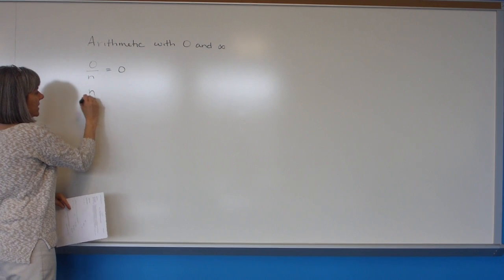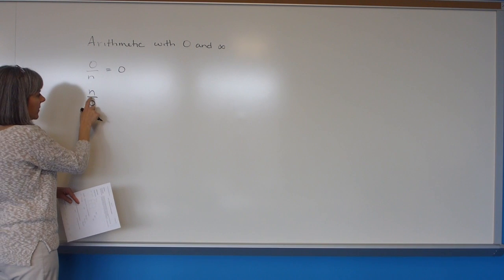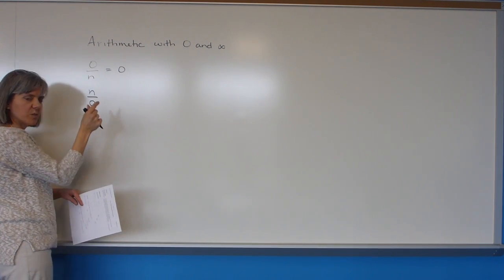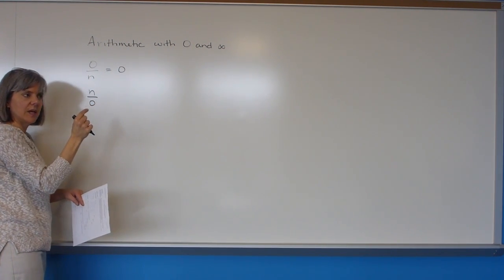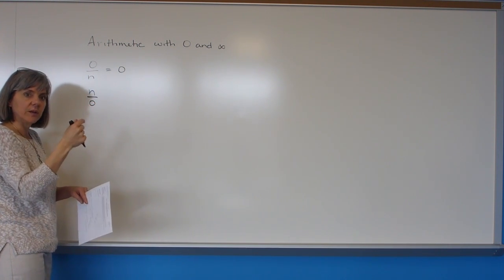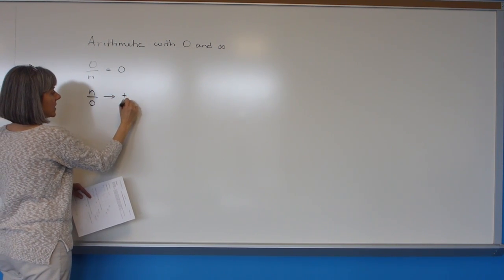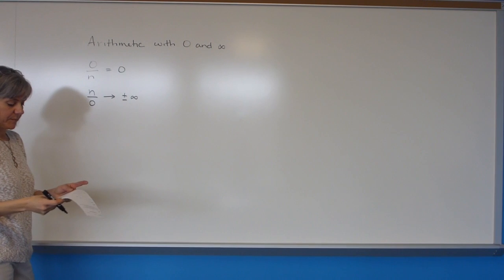If we take n and divide by 0, well, we know we cannot divide by 0. So what happens is you take some number and divide by a smaller and smaller and smaller number. It's like saying how many pieces are there, but each piece is getting smaller and smaller. The number of pieces is getting bigger and bigger. This is going to go to either plus or minus infinity.